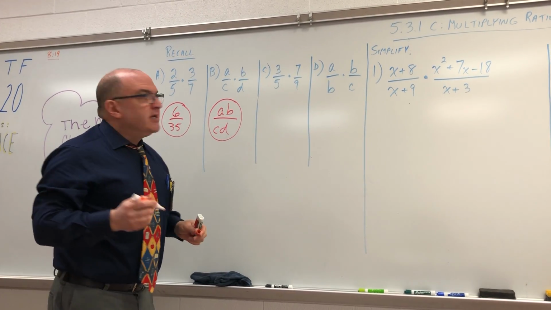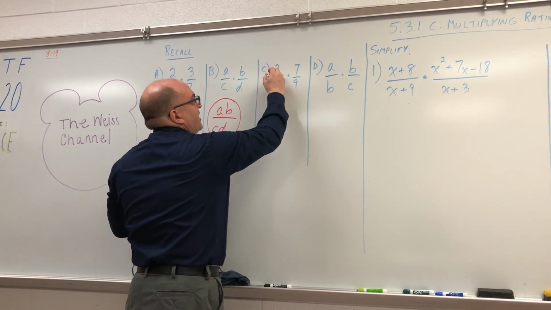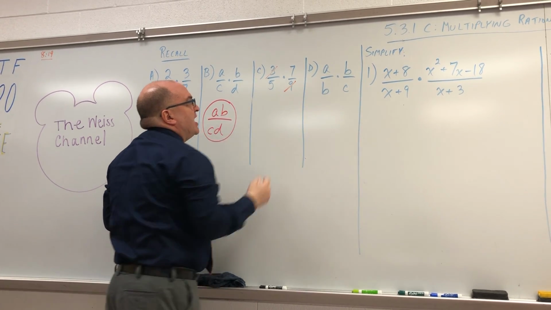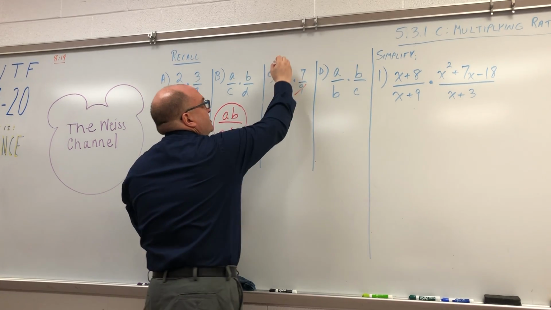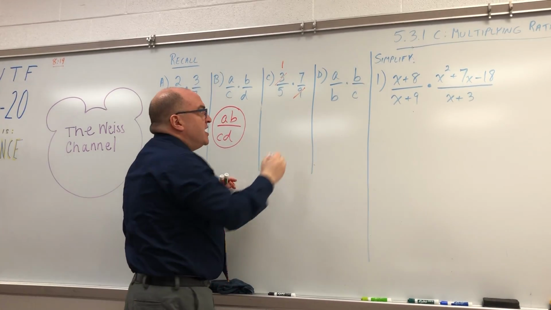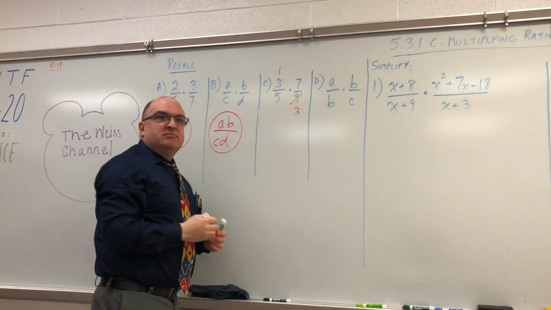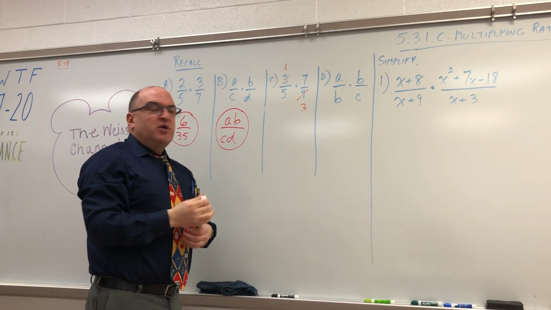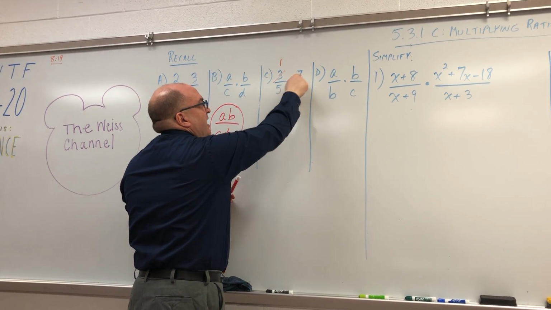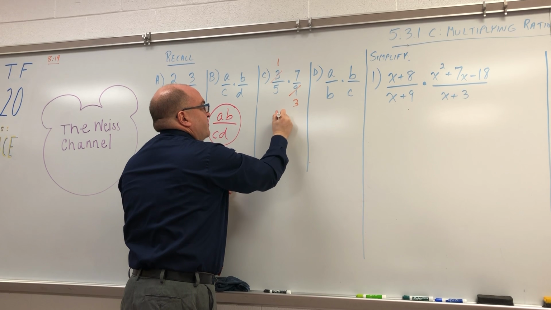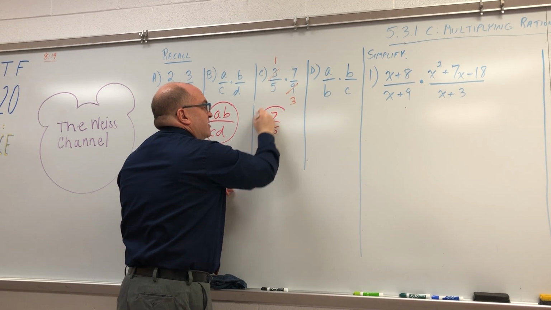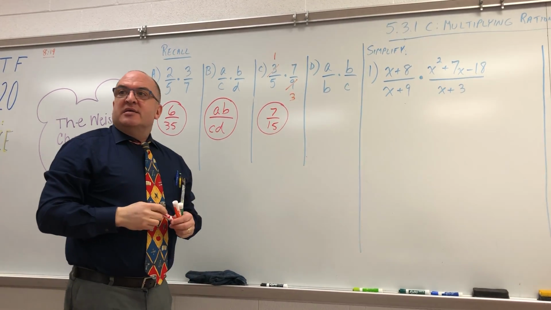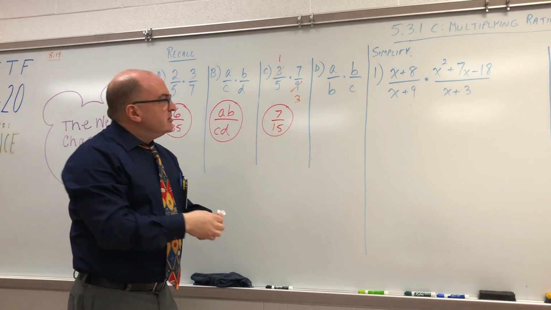Do you remember canceling? In canceling, I do this. And I say, how many times does 3 go into 3? Once. How many times does 3 go into 9? 3 times. And now I just multiply. What's 1 times 7? 7. What's 5 times 3? 15. Done. Okay? Same thing works with letters.